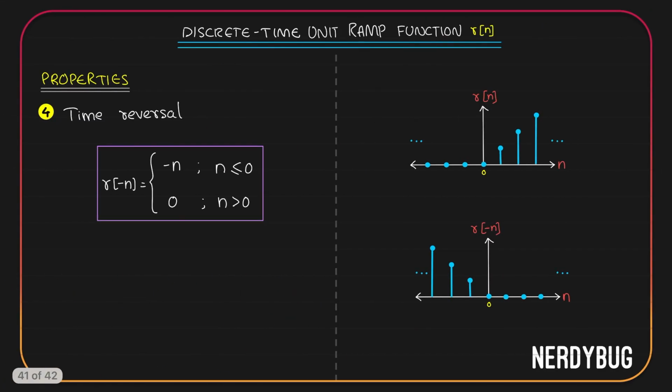The next property is time reversal, and it's pretty obvious. In r of n, we have 0 until 0, and then we get 1, 2, 3, etc. In r of minus n, we have 0 for all the positive values including 0, and on the negative side of n, we have 1, 2, 3, etc. Mathematically, r of minus n will be minus n if n is less than or equal to 0, and 0 if n is greater than 0.